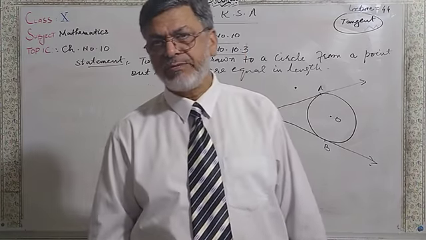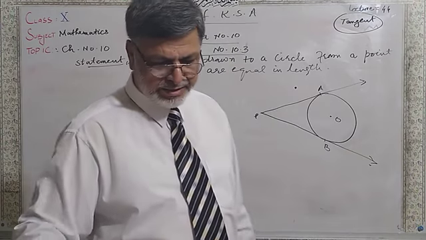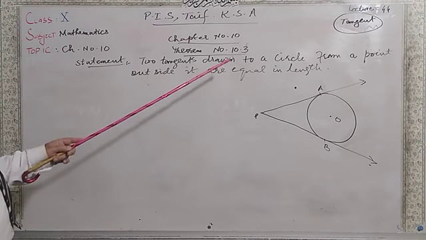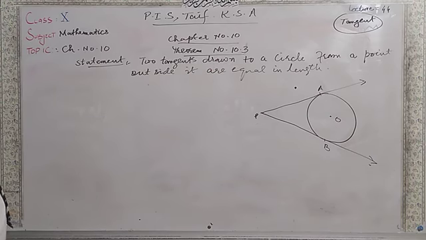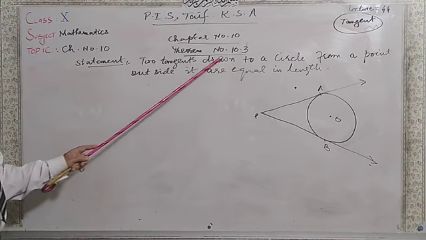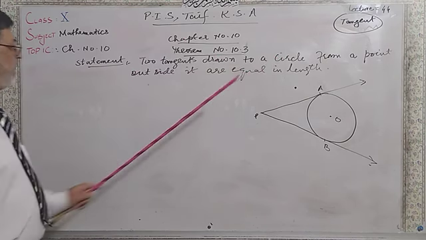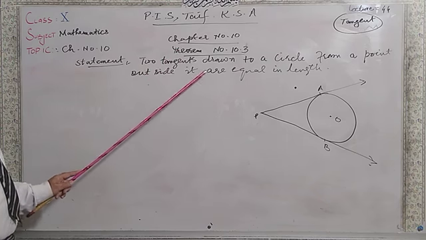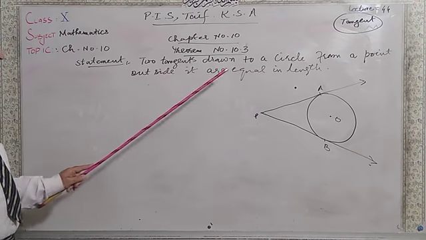Today we will have chapter number 10. And according to the revised reduced syllabus, we are given theorem number 10.3. The statement of theorem number 10.3 is: two tangents drawn to a circle from a point outside it are equal in length.